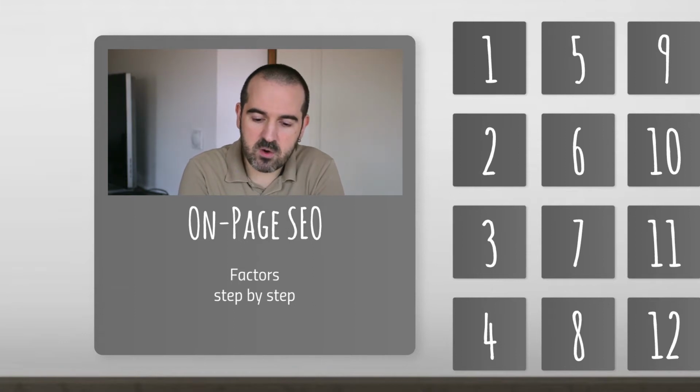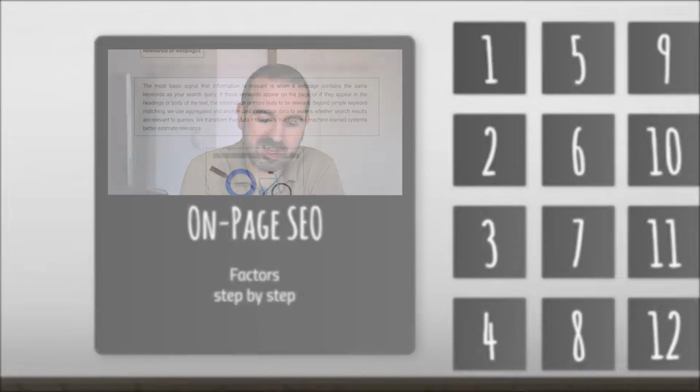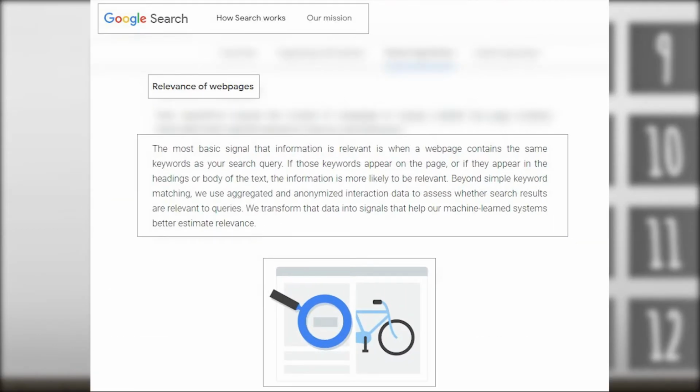Well, even Google in their report How Search Algorithms Work claims, quoting, "The most basic signal that information is relevant is when a web page contains the same keywords as your search query. If those keywords appear on the page, or if they appear in the headings or body of the text, the information is more likely to be relevant. Beyond simple keyword matching, we use aggregated and anonymized interaction data to assess whether search results are relevant to queries. We transform that data into signals that help our machine learning systems better estimate relevance."